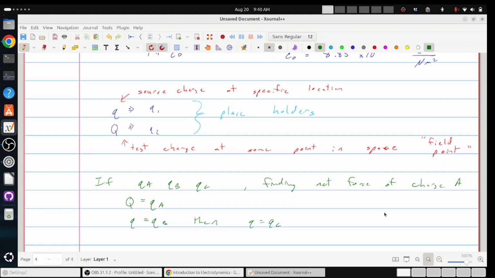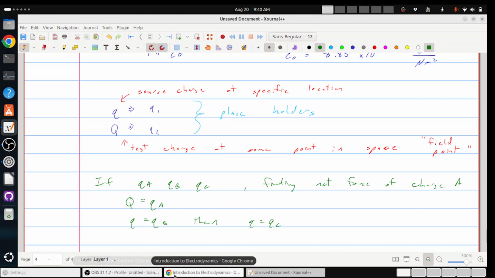So does that make sense? Repeat that last part. For my previous example, the little q is first going to be QB, because I'm finding it on QA due to QB. And then it's going to be QC because I had to separately apply the equation for each pair of charges. So if I'm looking for it on QA, this is my test charge where I'm trying to find the field.